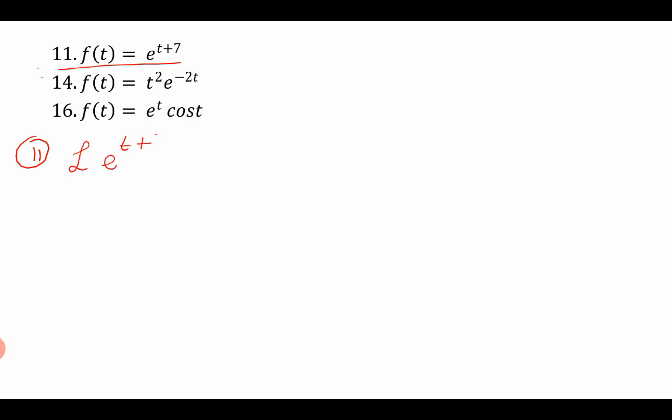The Laplace of e raised to t plus 7 can be written as the integral from 0 to infinity of e raised to minus st times e raised to t times e raised to 7 dt. I separated e power t plus 7 into e power t times e power 7, and e power 7 is a constant, so keep it outside.